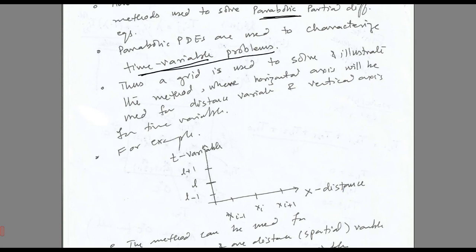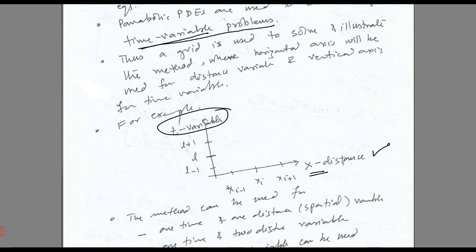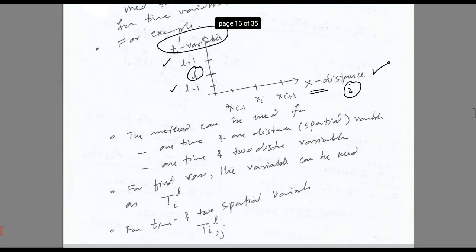Here is an example, assuming that we have one spatial variable, let's say x distance, and then we have the time variable. Let's say on the y-axis we have the time. We were using i as an index for x. Here we will use L as an index for moving in time. So the previous time will be L minus 1, and the next time will be L plus 1. Let's see how it goes.